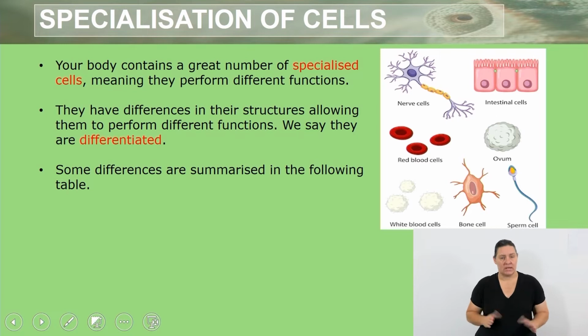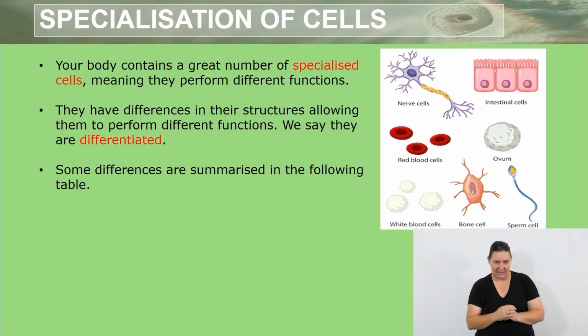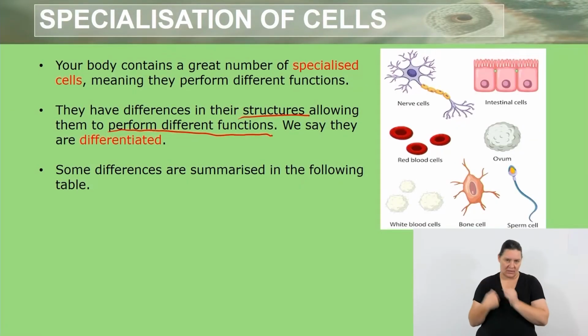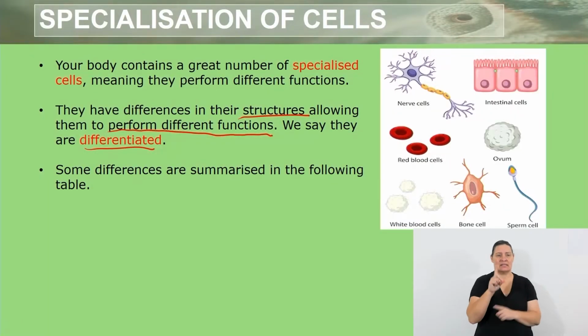So your body contains a great number of specialized cells. When we say specialized, we mean that the cells are designed to perform different functions. So they have differences in their structures, which allows them to perform different functions. We say they are differentiated. Because they are different in the way they look and they are different in the functions that they perform, we say that these cells are differentiated.